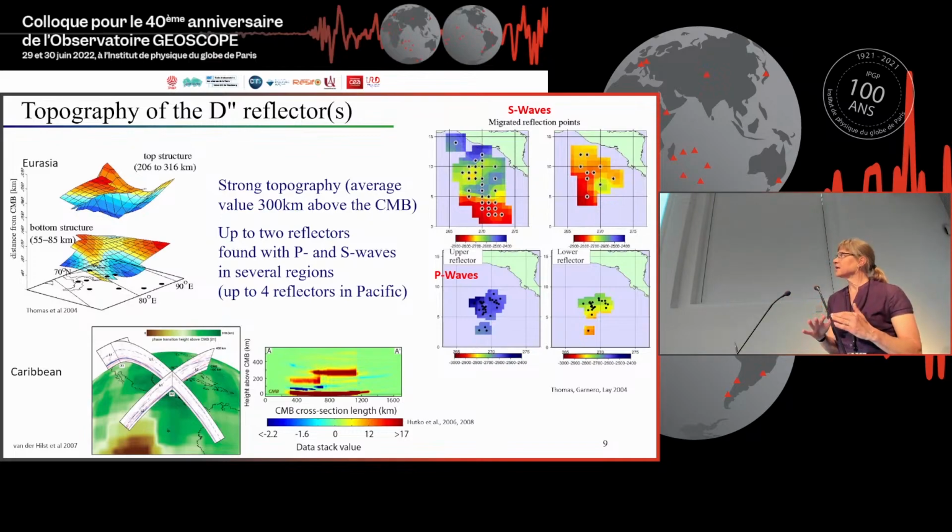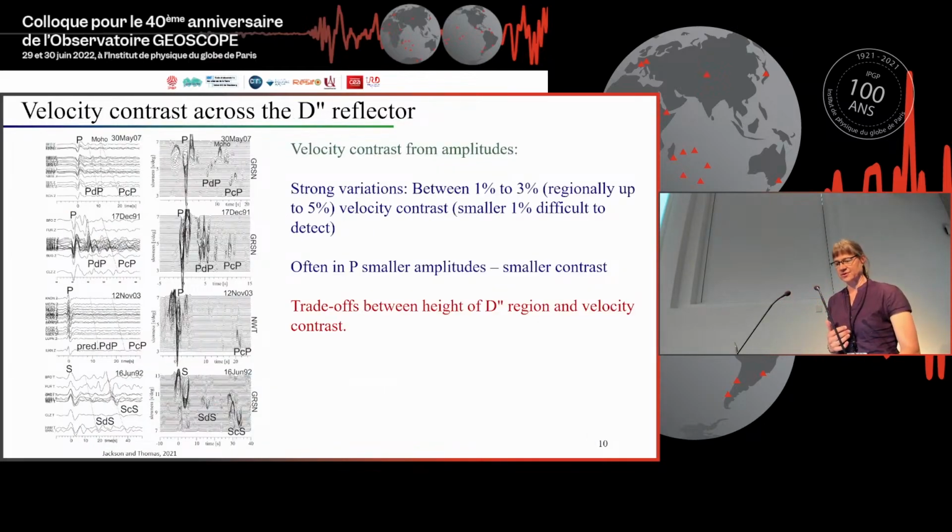And also in some regions a second reflector a little bit further towards the core-mantle boundary has been detected, which seems to have less topography. There's a number of publications that show that. There's actually also a publication that shows up to 4 reflectors in the Pacific, but they're possibly due to a different cause.